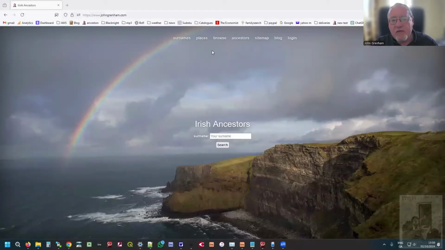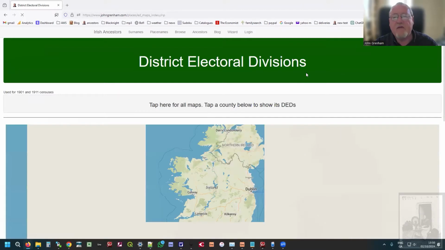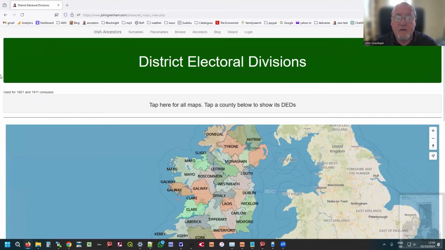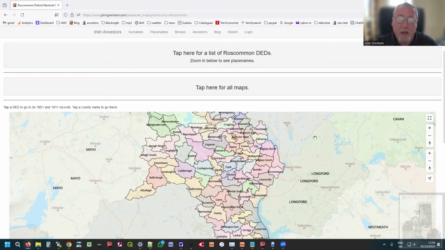Again, here we are at the site. The place to go is Places. And here in the sidebar, you have all these maps, DEDs. That's district electoral divisions. And you can see here, this is the reason why they're important. These are the divisions used for 1901 and 1911 censuses. So let me go into Roscommon and show you.